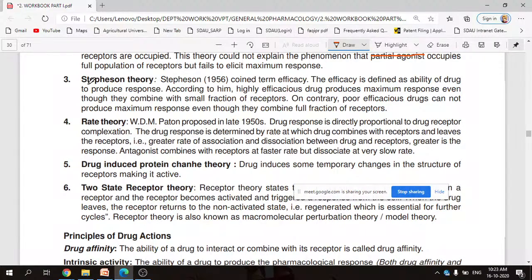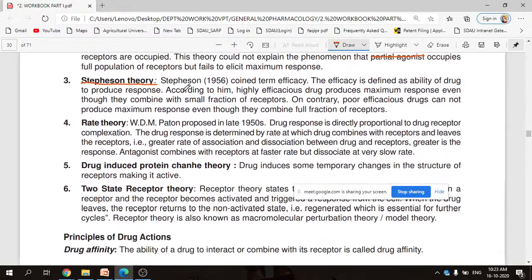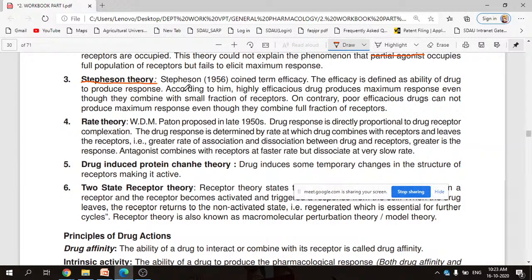Then another one is the Stephenson theory. Stephenson, in 1956, again after 20 or 25 years, coined the term efficacy. So what is efficacy according to Stephenson? Efficacy is defined as the ability of the drug to produce the response. That means the drug is able to combine with the receptor, but if it does not produce a response, what should we do? What is the use of only combination?